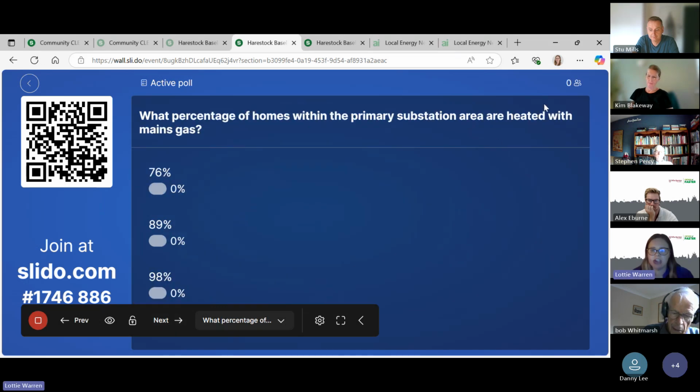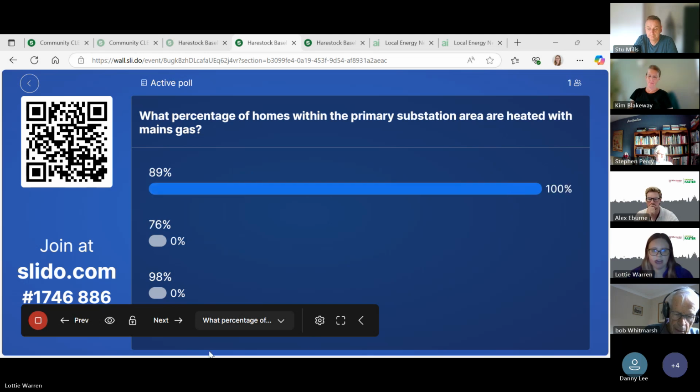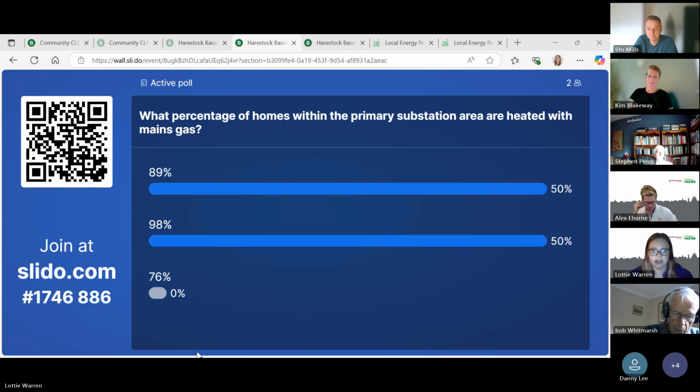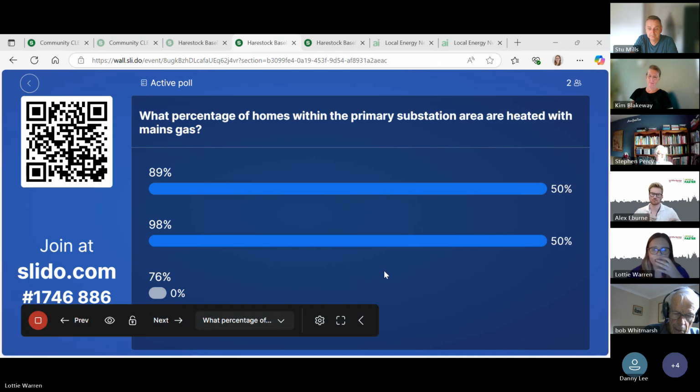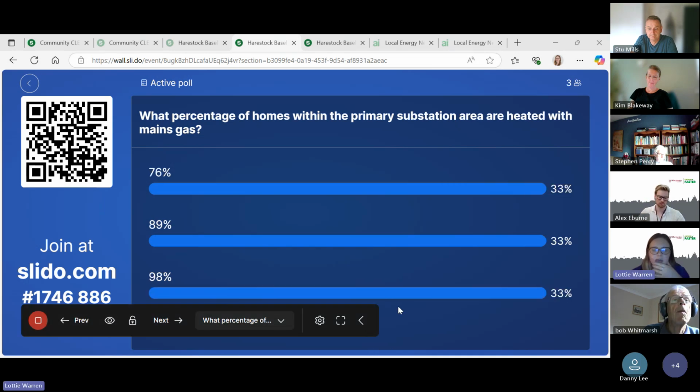The next question is, what percentage of homes within the primary substation area are heated with mains gas? Oh, we've already got a mixture again. Oh, all 3 this time.